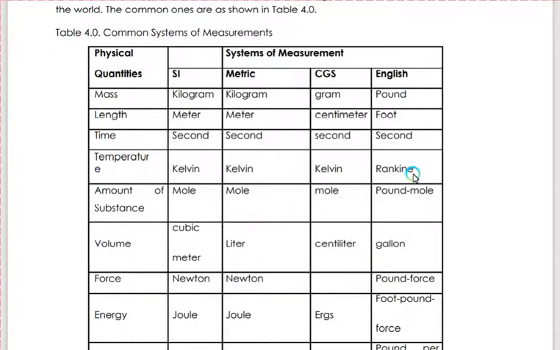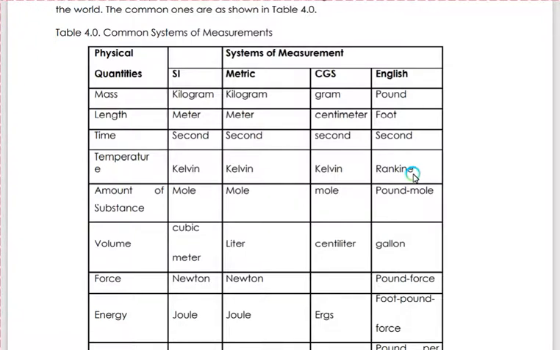For the amount of substance, mole na siya for your metric and SI, and then pound mole for your English unit. So for volume, that is cubic meter para sa SI, liter for metric, centiliter for CGS, and gallon siya for English unit.